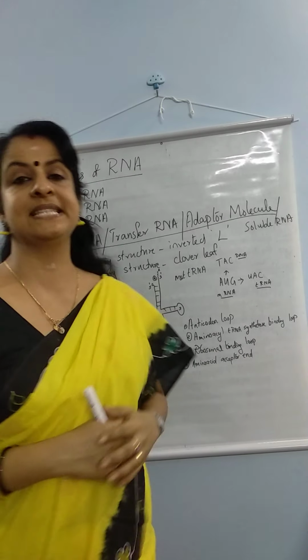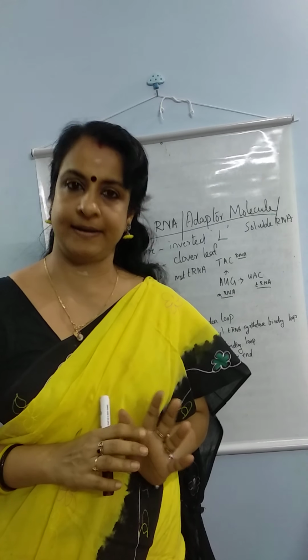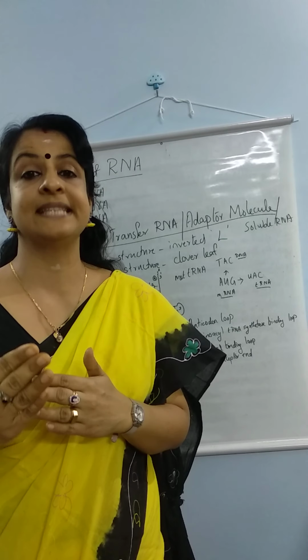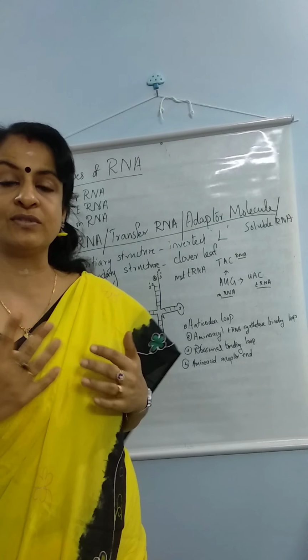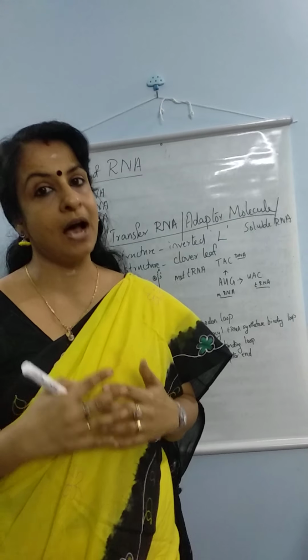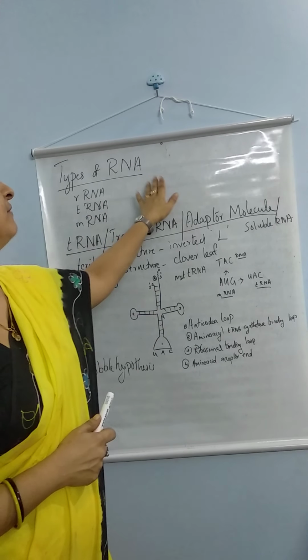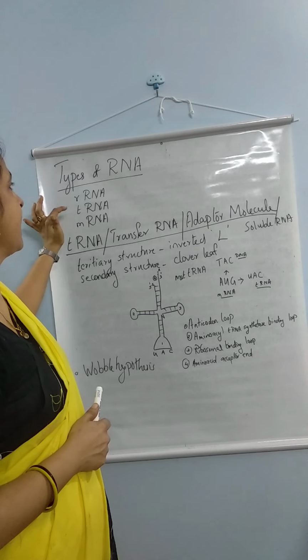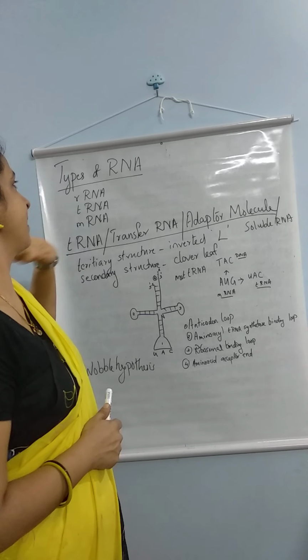So now we will study the types of RNA. We are going to lead to the translation process, so before that we should know the structure and functions of RNA. There are three main types of RNA, that is rRNA, tRNA and mRNA.